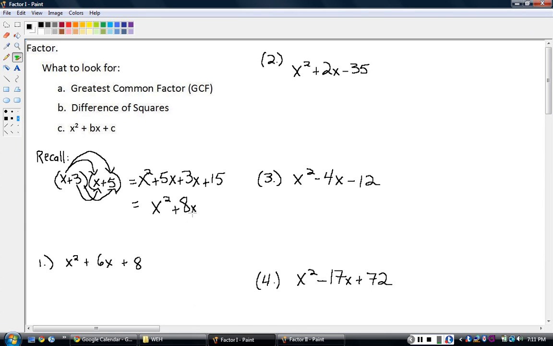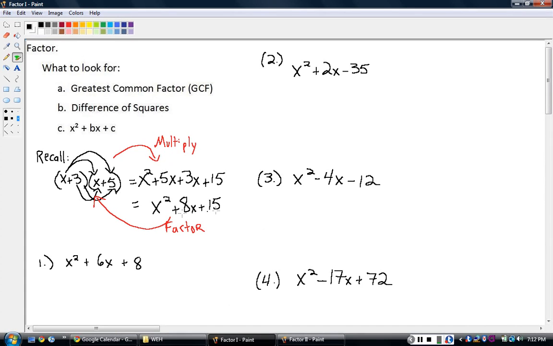Remember that? Good. Now, that's called multiplying. FOIL is an acronym for that type of multiplication. So when we go from here to here, that's called multiplying. What we're going to do is go backwards. We're going to be given this quadratic trinomial, and we're going to go this way and want to end up with x plus 3 times x plus 5. That's the opposite of FOILing, and that's another method of factoring. That's what we're going to learn how to do in this video.